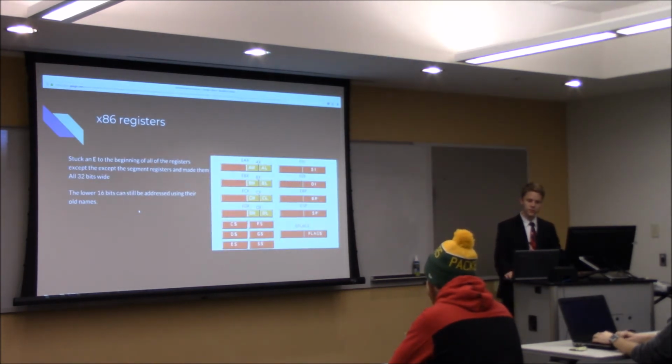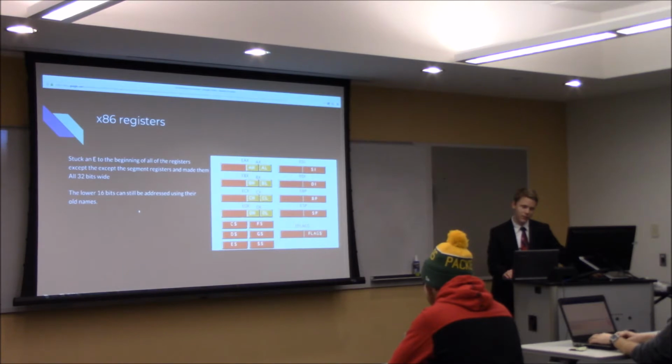So x86 registers are pretty similar. What they've done is they've stuck an E to the beginning of most of the registers, and then they've made them 32 bits wide. So you've got EAX, EBX, ECX, EDX, ESI, EDI, EBP, and ESP. And the lower 16 bits can still be addressed as you normally would with AX, BX, CX, and DX.